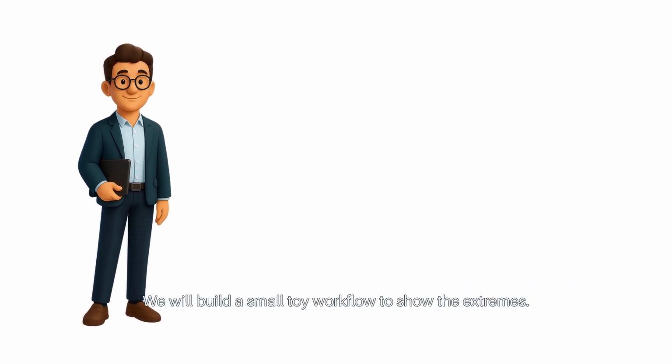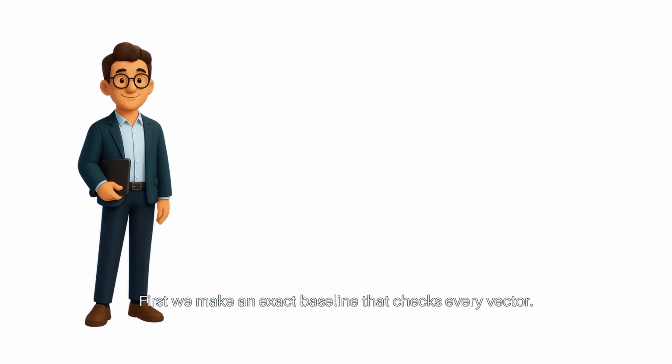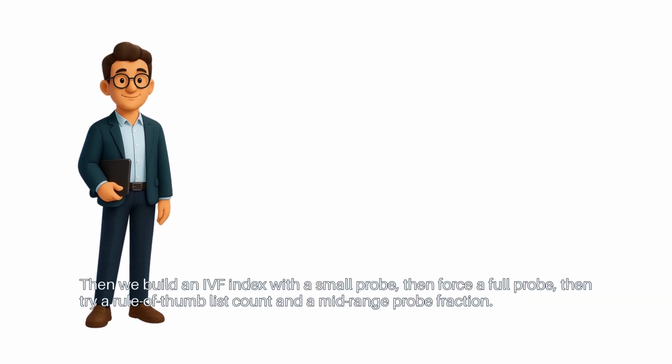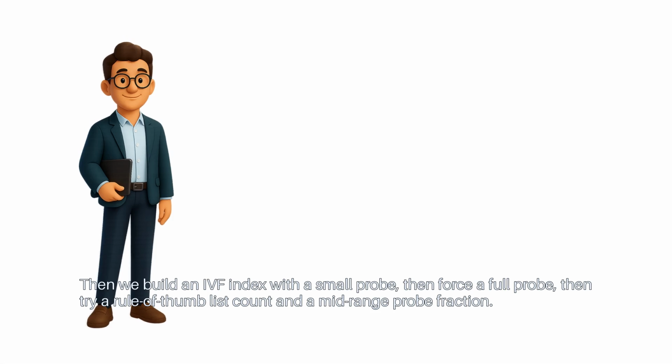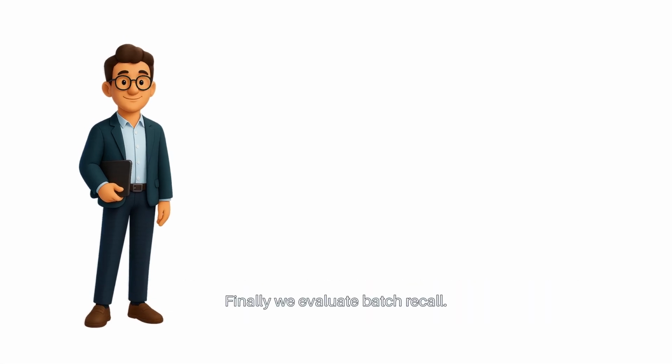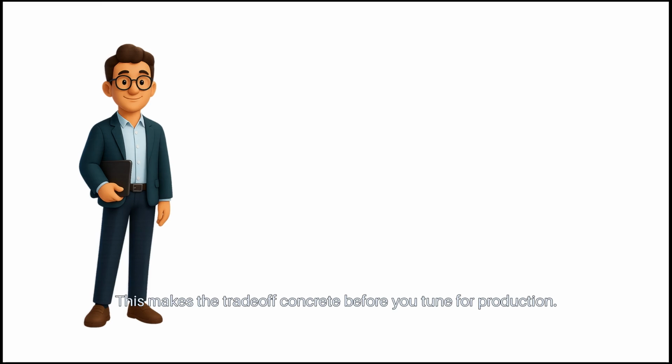We will build a small toy workflow to show the extremes. First, we make an exact baseline that checks every vector. Then we build an IVF index with a small probe. Then force a full probe. Then try a rule of thumb list count and a mid-range probe fraction. Finally, we evaluate batch recall. This makes the trade-off concrete before you tune for production.